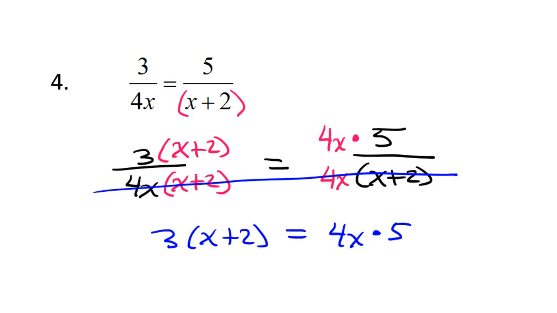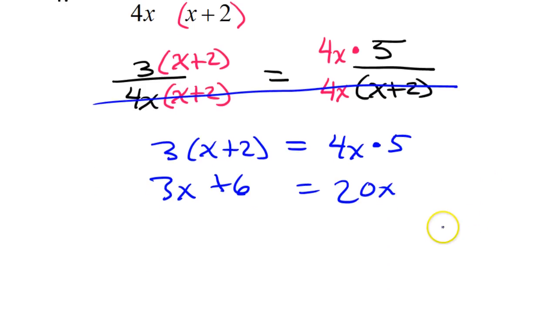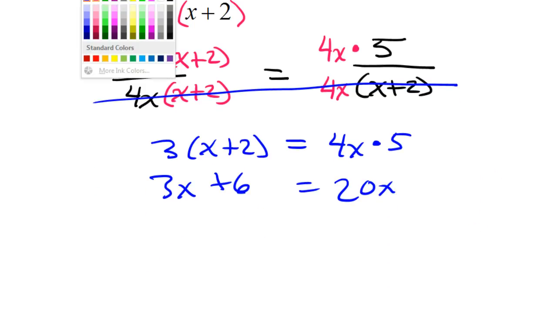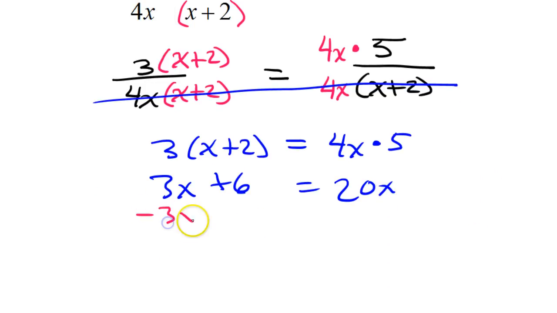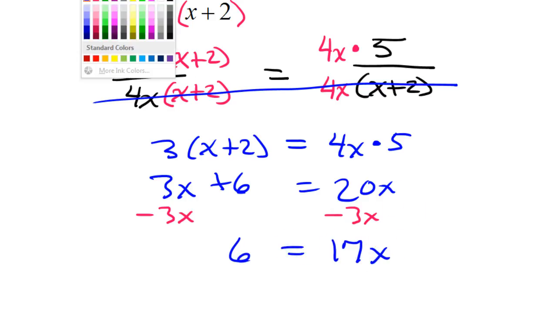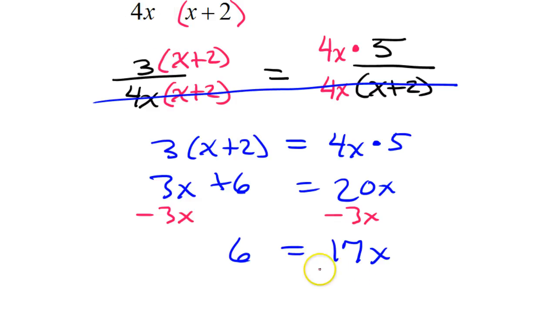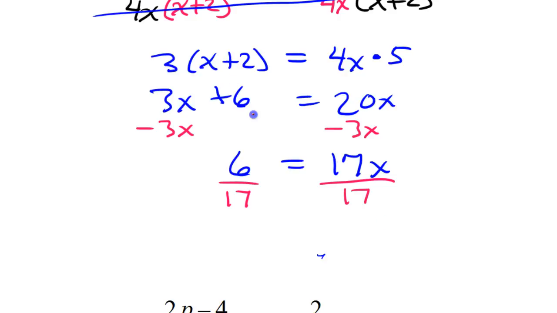Anyway, I'll keep going. So distributive property, so that'll be 3x plus 6 is equal to 20x. So now I will subtract 3x from both sides. And that's going to give me 6 is equal to 17x. And then I will divide both sides by 17. And that's going to give me my final answer.